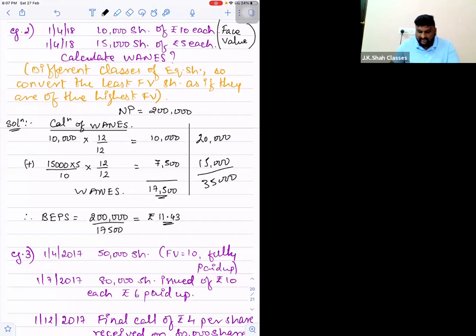So your EPS will be exactly half of 11.43. So your amount will be very low. 11.43 divided by 2, your EPS will be only 5.71. So why show 5.71? Better you show 11.43. Why show a lower EPS? Show 11.43. So don't convert higher to lower. Always convert lower to higher, so that you will get a fair value of your EPS.